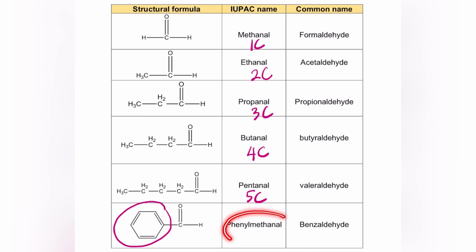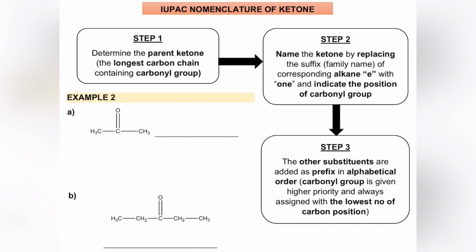This is the IUPAC name because benzene as a substituent that we call it as alkyl group, and then the parent will be 1 carbon for aldehyde. That's why methanol. However, you got another common name for this structure is what you've learned so far in chapter benzene and its derivative. This is the structure for benzaldehyde. Next, we go for IUPAC nomenclature of ketone.